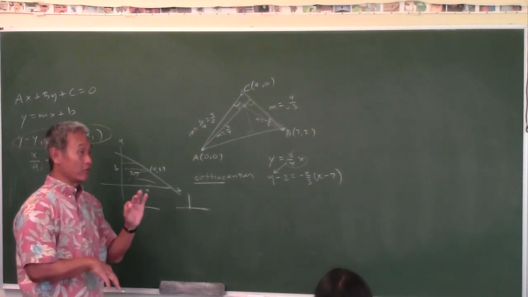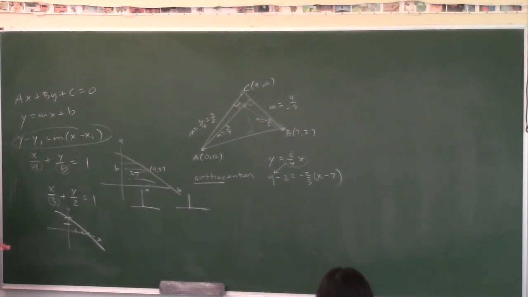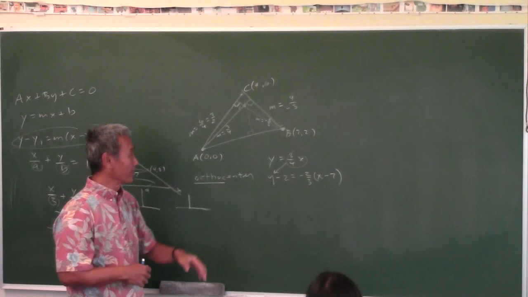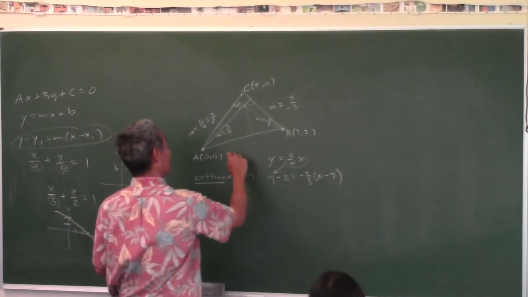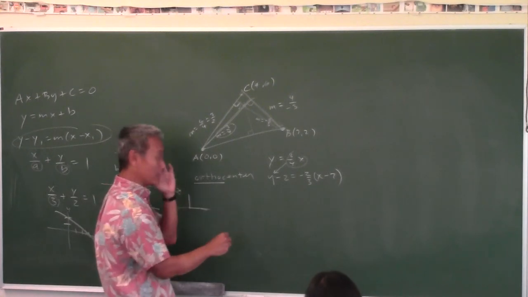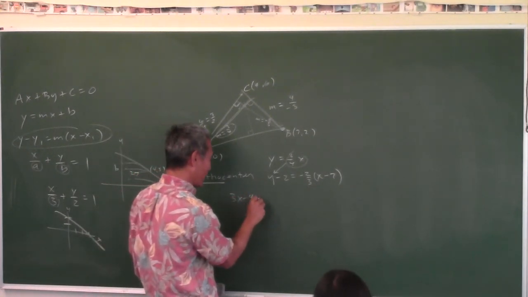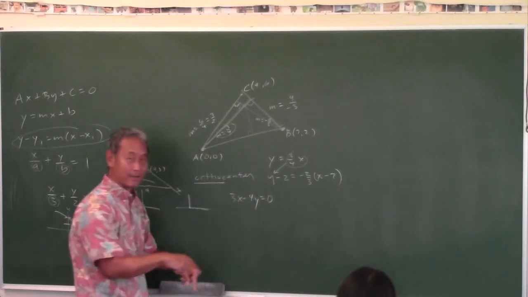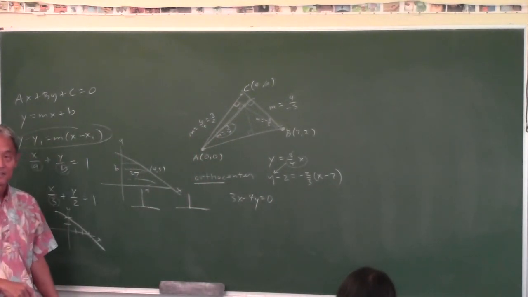Okay, but I'm going to show you a math team secret, okay? This is what I do. Watch what I do. When I do this line, I see the slope is 3/4. I write 3x minus 4y. It passes through the point 0, 0. Plug in 0 here, 0 there, you get 0. Bam! That's the first line.